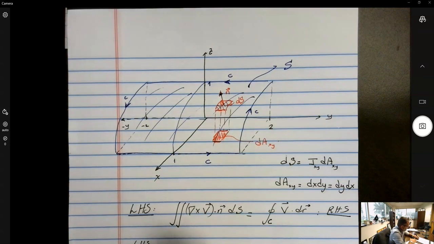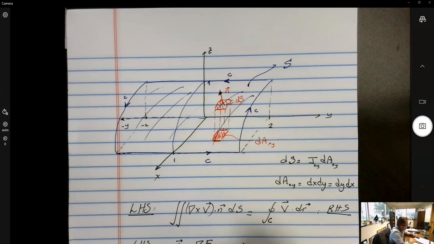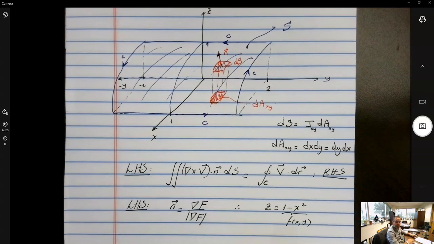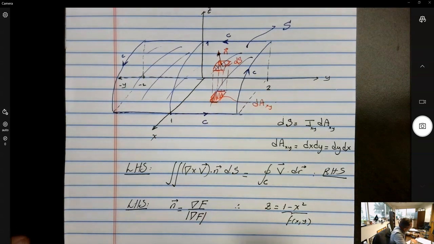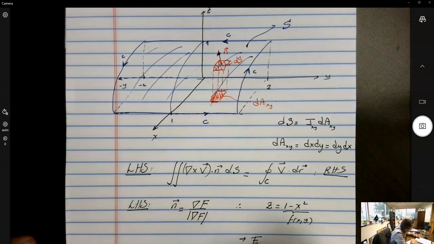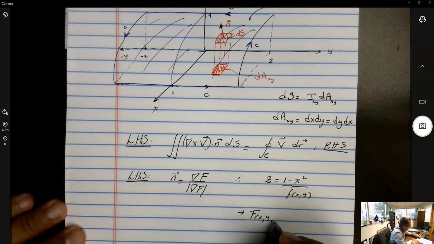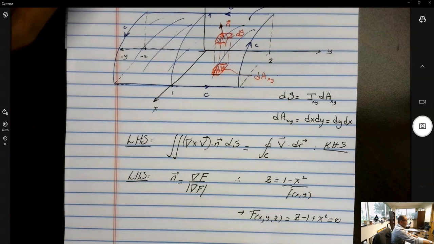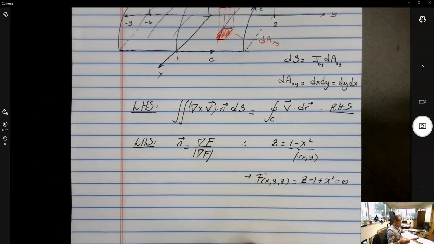The left-hand side says that the normal vector is the grad of F divided by the magnitude of the grad of F, such that z is equal to 1 minus x squared, and as you can see, this right here is f of x and y. There's no y, but that's still f of x and y, right there. And therefore, big F of x, y, and z is equal to z minus 1 plus x squared, which is equal to 0. So I'm going to take that entire thing, move it to the left-hand side, and find the level curves of that expression.